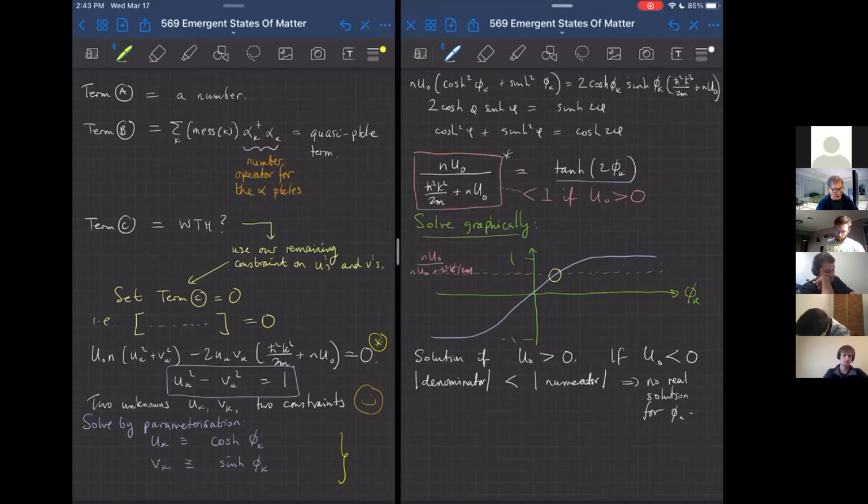Okay, so we know there is a solution, but now what I want to do is beat this down into a more manageable form so that we can actually extract the quasi-particle spectrum. So our goal is to beat this down into a manageable form to extract the quasi-particle spectrum.